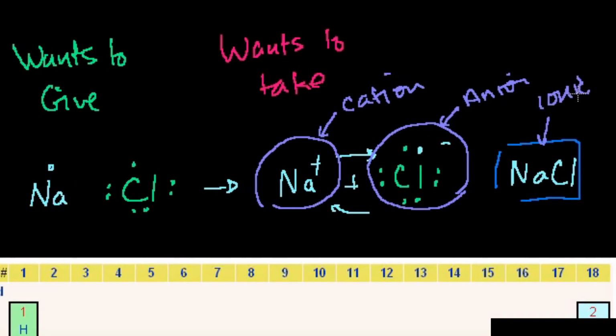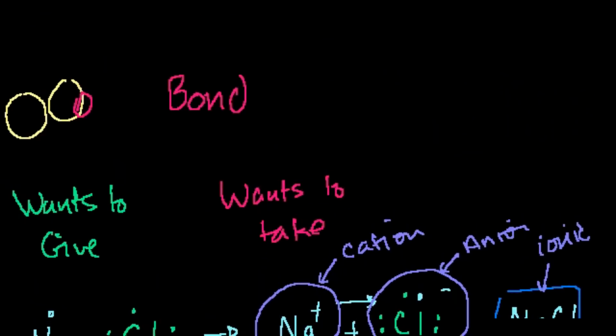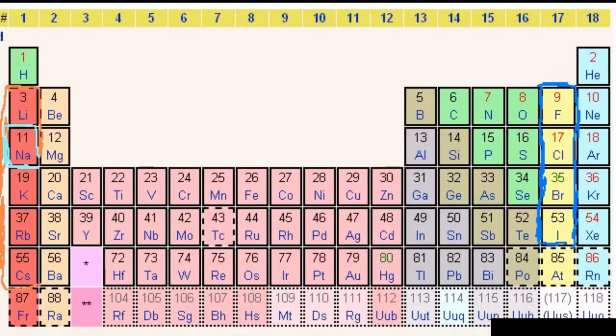Ionic. Fair enough. Now what happens, like I was just starting to say, if we have two elements that aren't that different in how much they want electrons? Their electronegativity is very similar. And the best example of that is if you had two of the same element. So let's say I had oxygen. So I had one oxygen there. Let's look at the periodic table to make sure.